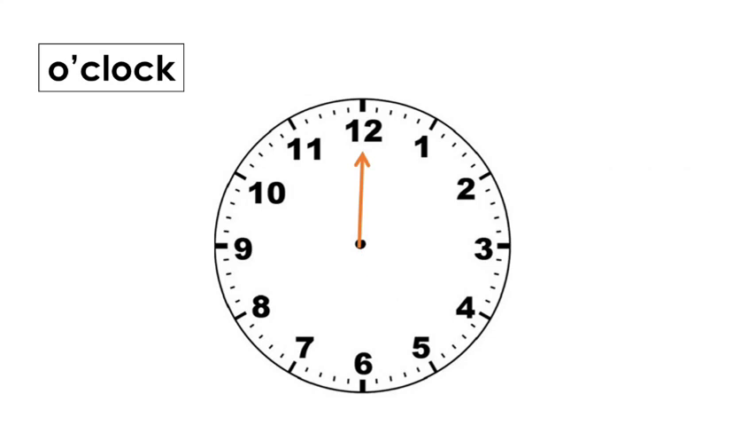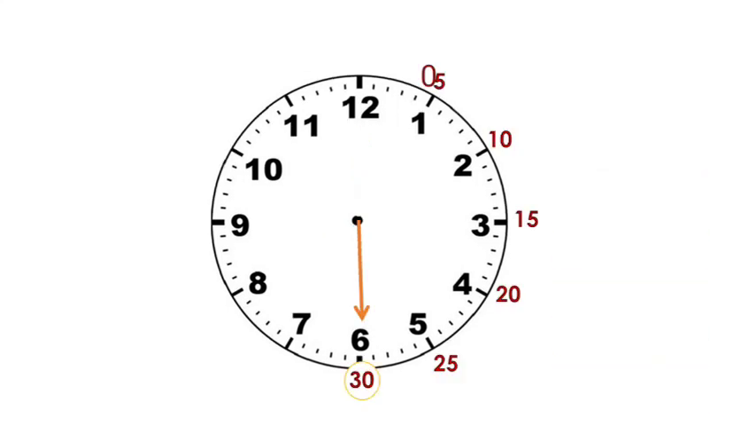Let's try another one. What time does this clock show? The long hand is pointing to 12, so we know that this is o'clock. The short hand is pointing to 8, so this means the time is 8 o'clock.